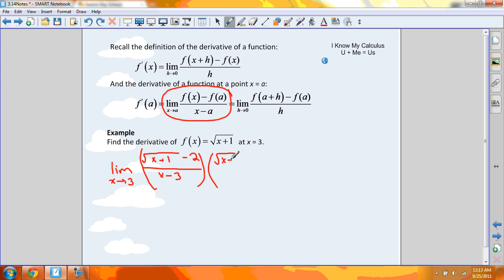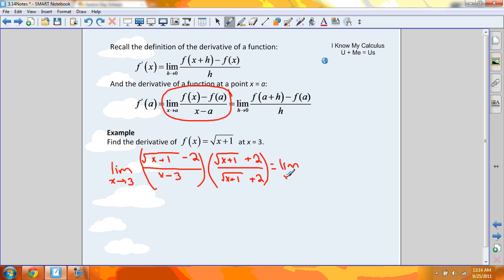So I'm going to multiply by square root of x plus 1 plus 2, the same thing as the top, only opposite sign. And why am I doing this? Well, because it allows me to cancel things so that I no longer get 0 over 0. Just like I would if it was a polynomial over a polynomial.